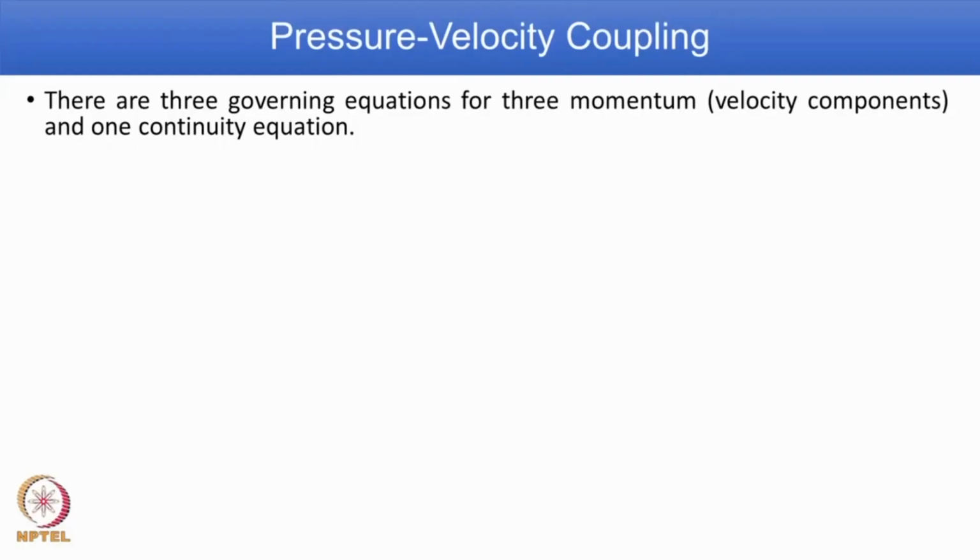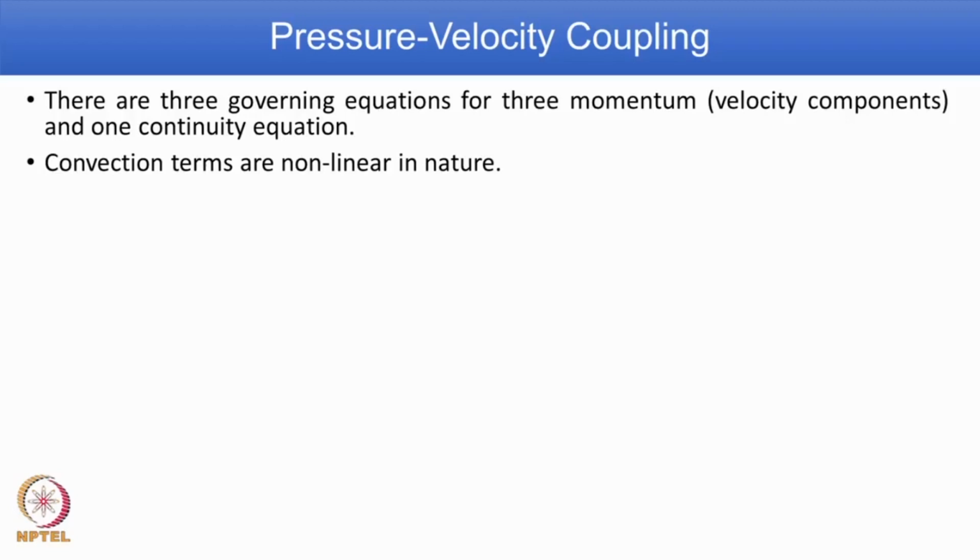We go to the next important topic, what is known as a pressure velocity coupling. What is the background behind pressure velocity coupling, or what do we mean by pressure velocity coupling? By now, we know in general there are 3 governing equations respectively for 3 momentum or 3 velocity components, and there is one continuity equation. This is the minimum requirement for any fluid flow calculations.